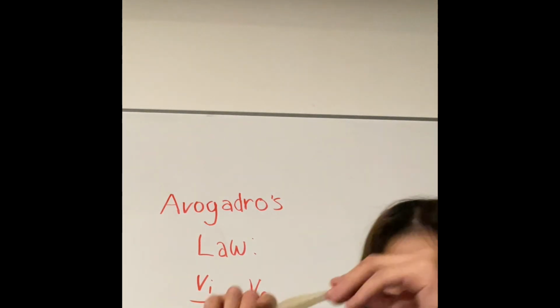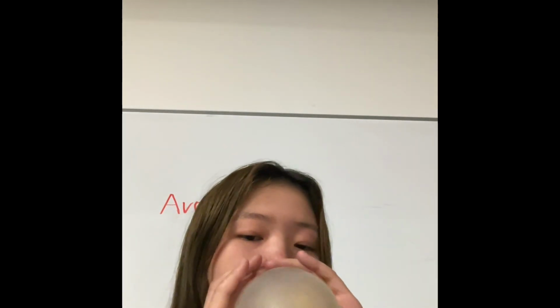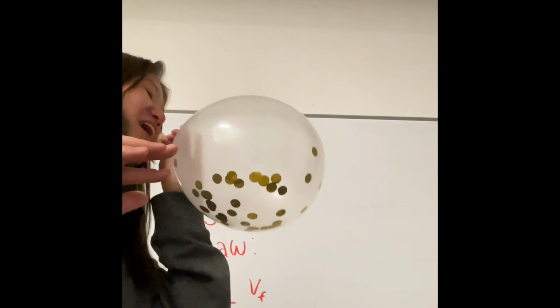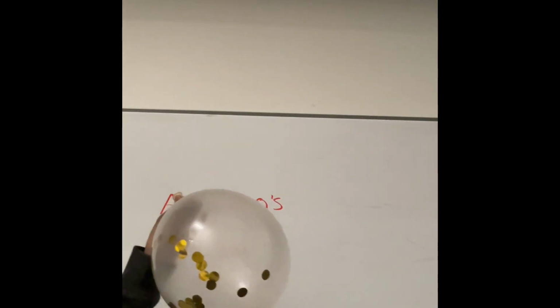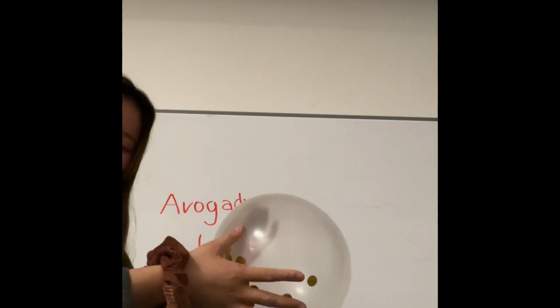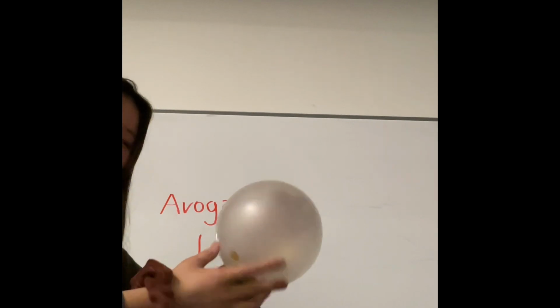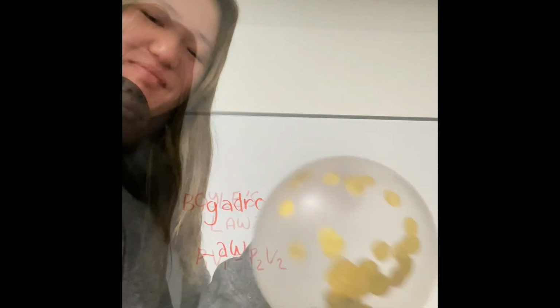We can see right here I have a balloon, right? So when I blow into the balloon, we can see that it gets bigger. But when I release the number of moles, we see that the volume of the balloon actually decreases. So that's law number one.